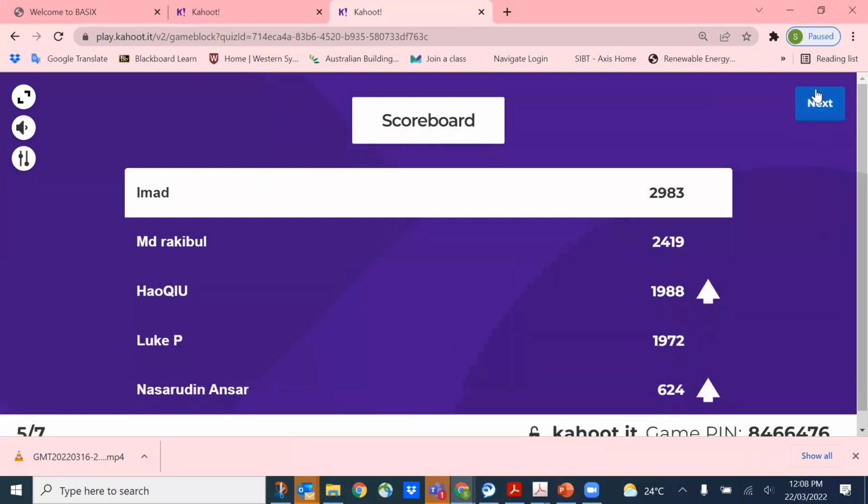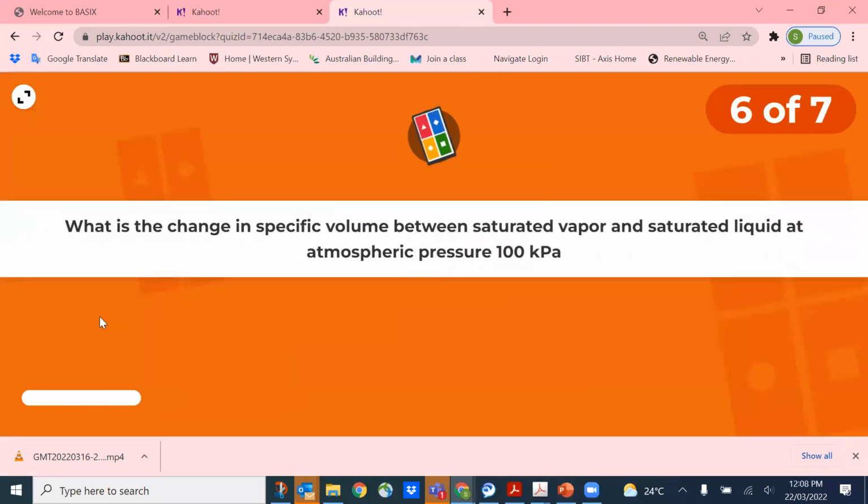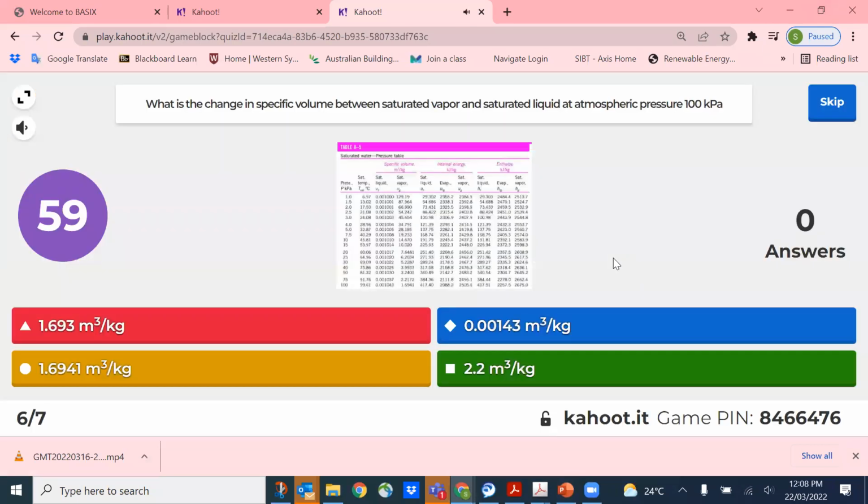Okay. Number 6. What's the change in specific volume? So VG minus VF at 100 kilopascal. So go to the 100 kilopascal.